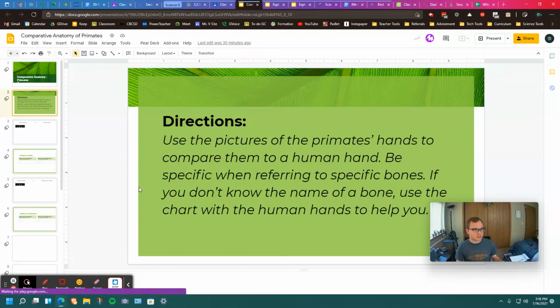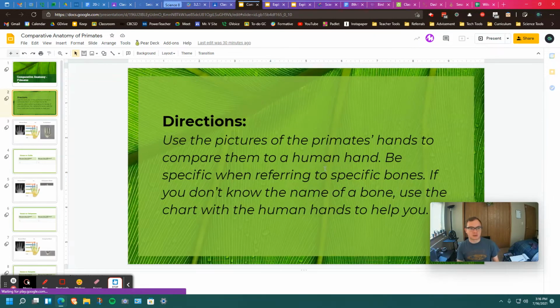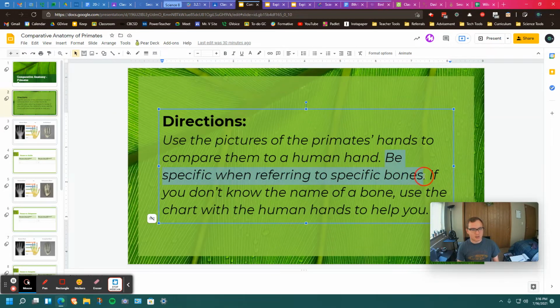So if you look at the directions here, you're going to be using these pictures that are provided of a primate's hand and a human hand. The real key here that I would like to point out is you should be specific when you're talking about the bones, and there'll be a resource on the image that'll help you to know what the bones are called. So make sure you're looking at that chart or that image.